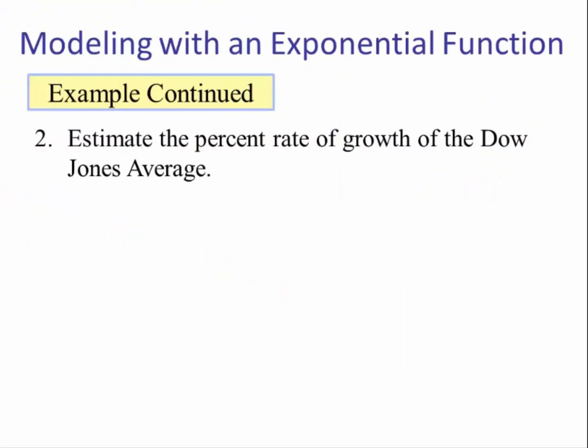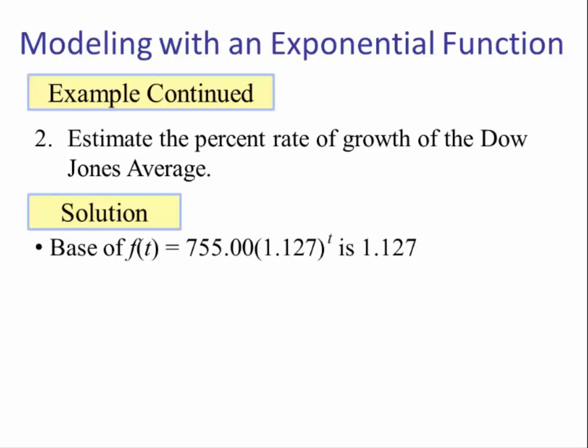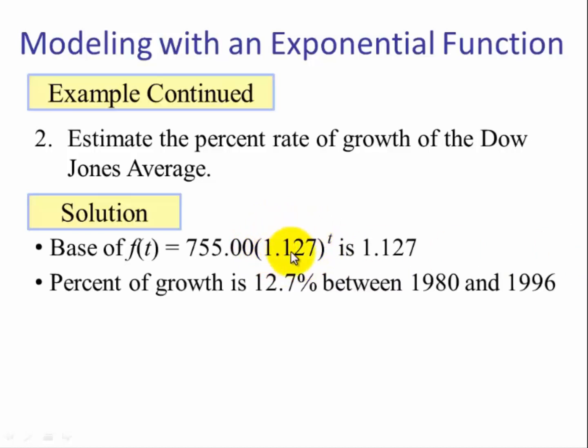Number 2, estimate the percent rate of growth of the Dow Jones average. Solution. This is an exponential growth because the base is bigger than 1. If we take the base minus 1, we get 0.127, and change that to a percent, we see that the rate is 12.7%. So in terms of this problem, the percent of growth for the Dow Jones average is about 12.7% between the years 1980 and 1996.